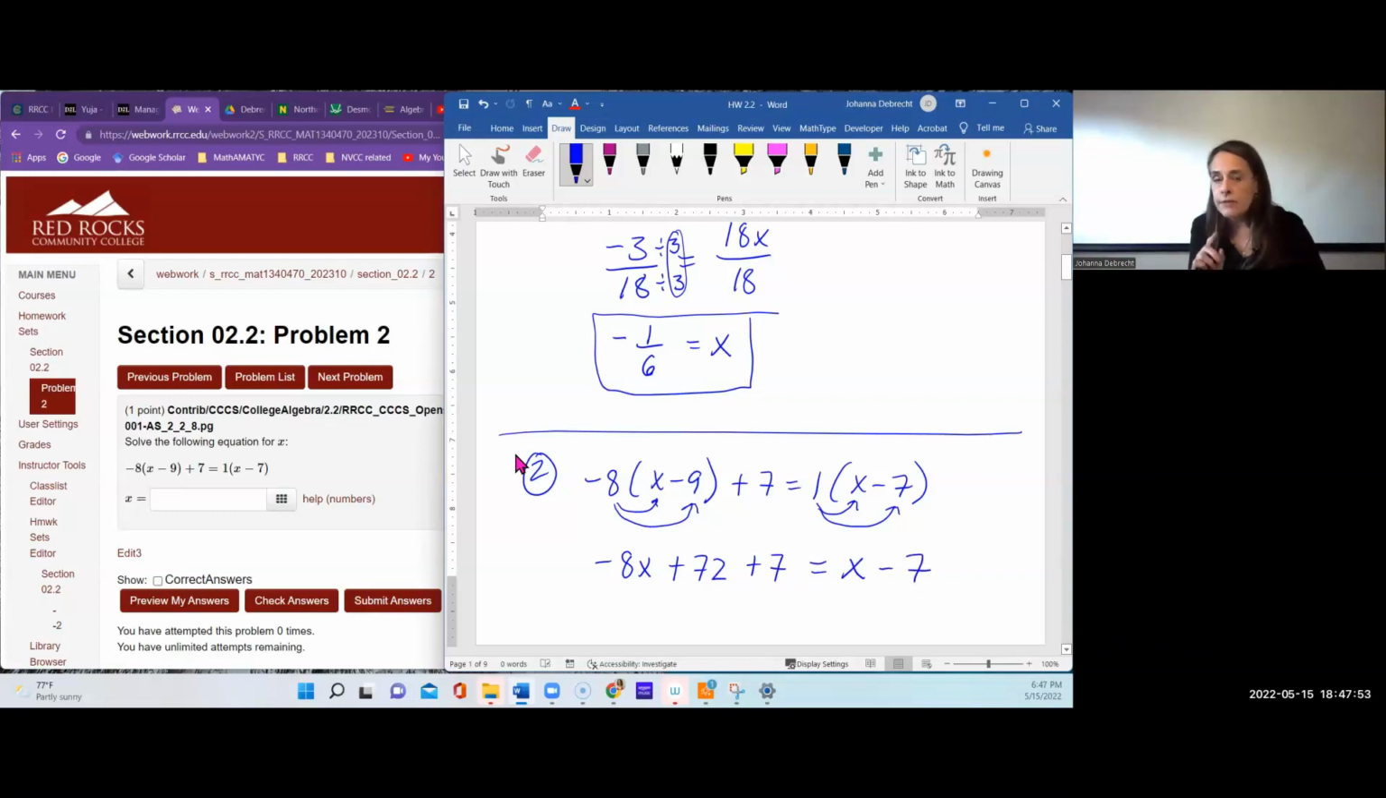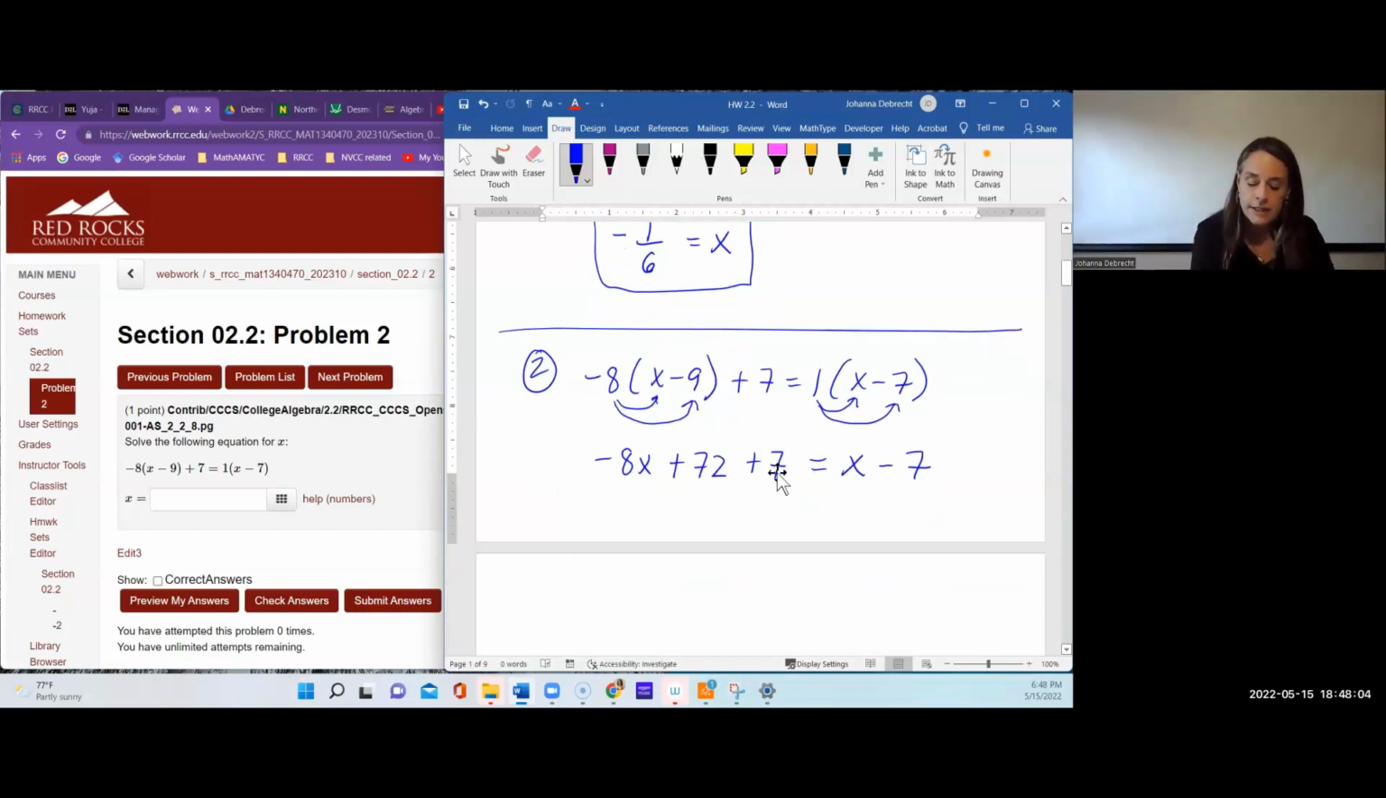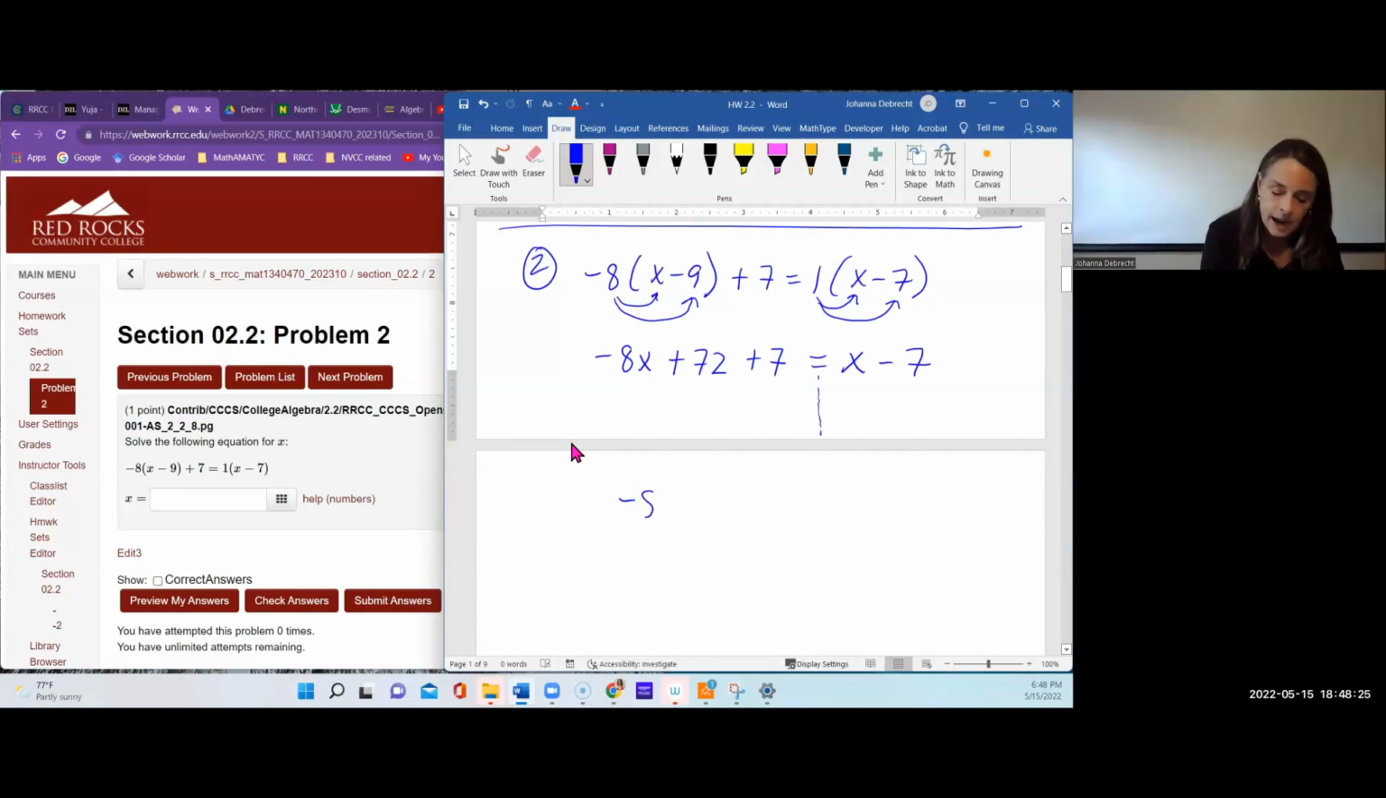Now here's where a lot of students make a mistake. So I'm going to show you what a lot of students want to do and why it's wrong. A lot of students will want to subtract this 7 that you see right here, the plus 7, with the 72. That's not correct. They're both on the left side of the equation. It balances here. I don't need to subtract 7 to get those two numbers to combine. I need to add them. 72 plus 7 will give me 79. And that leads to -8x plus 79 equal to x minus 7.